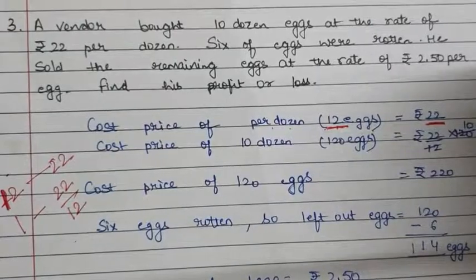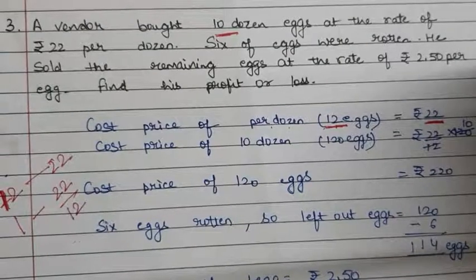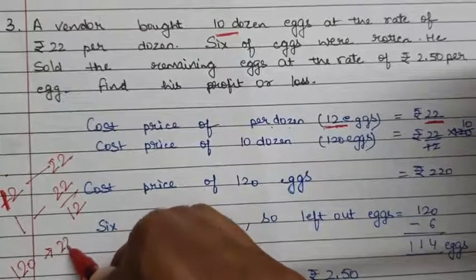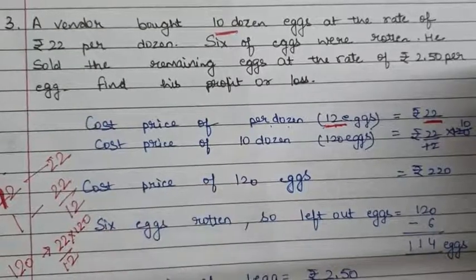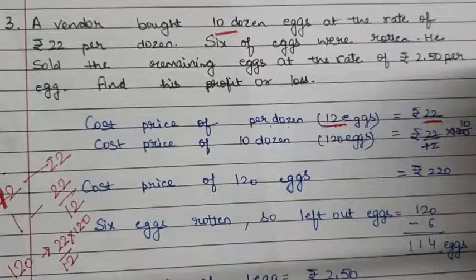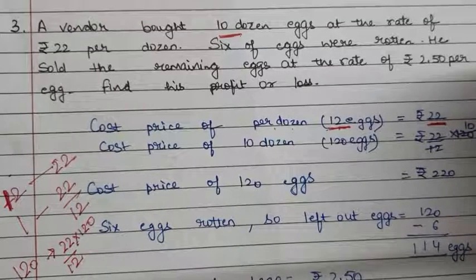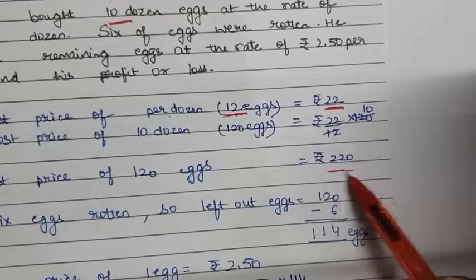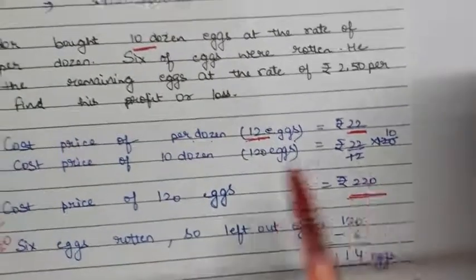And he bought 10 dozen eggs. 10 dozen means 120 eggs. So 120 eggs cost will be what? 22 upon 12 multiply 120. See, we are doing the unitary method only. This you have already done in your previous classes also. Clear? So now on cancellation we get 220 rupees.